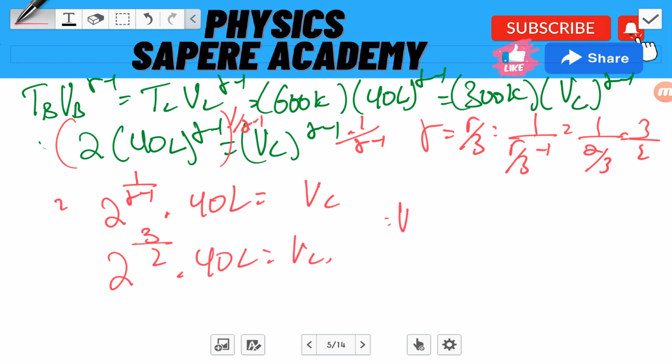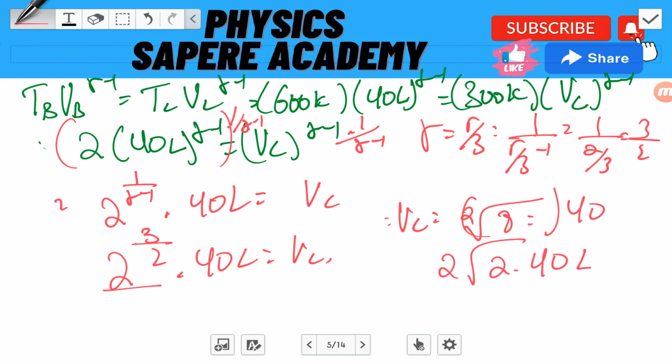So this implies that VC, this one is 2 root 2 አይደለ because this one is the square root of 8 multiplied by 40, this is 2 root 2 times 40 liters. So that VC is going to equal to 113 liters ይመጣል ማለት ነው. So this is VC.